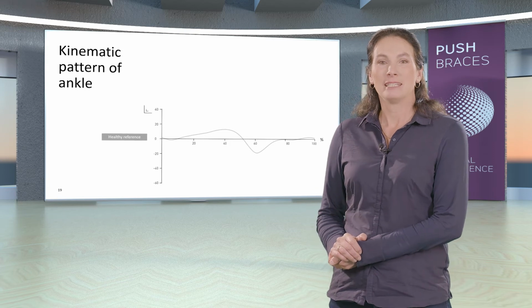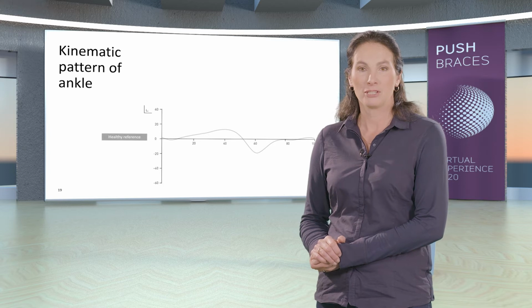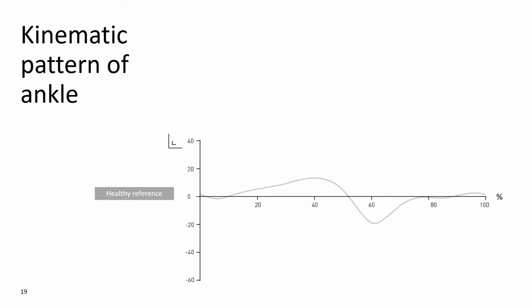Although the gait pattern is the net result of all joint angles, this presentation focuses on the progression of the ankle angle in the sagittal plane. This graph depicts the progression of the healthy reference ankle angle. On the x-axis, we see one stride divided into percentages over the gait cycle. On the y-axis, we see the ankle joint angle. 0 is the neutral position at the right angle. The dorsiflexion is shown by the positive numbers and the plantar flexion is shown on the negative y-axis.